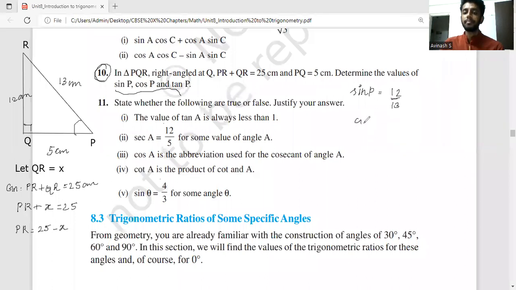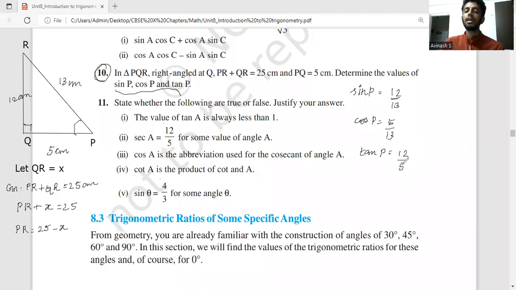Likewise, cos P. So cos P is nothing but adjacent by hypotenuse. For P, this is the adjacent side, that is 5, and hypotenuse is 13. So the answer will be 5 by 13. And also for tan P. Tan P, the formula is opposite by adjacent. Opposite is 12 and adjacent is 5. So therefore we get 12 by 5.